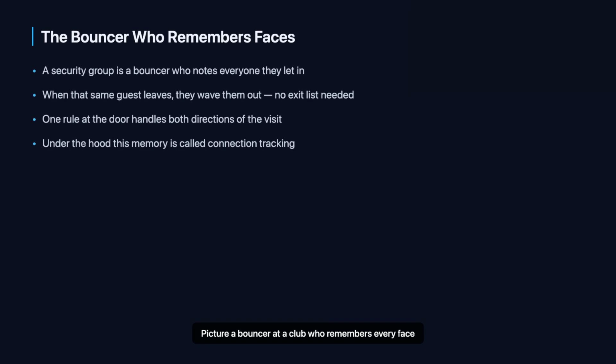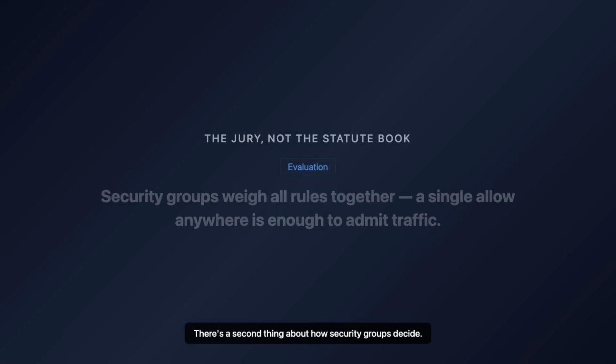Hold on to it. Picture a bouncer at a club who remembers every face they let in. When a guest is approved and walks through the door, the bouncer makes a mental note. Later, when that same guest heads for the exit, the bouncer just waves him out. No separate exit list, no second check. One rule at the door covers the entire visit, both directions. Under the hood, Amazon Web Services calls this memory connection tracking. The firewall records each flow, and it uses that record to let the reply back through without ever consulting your outbound rules.